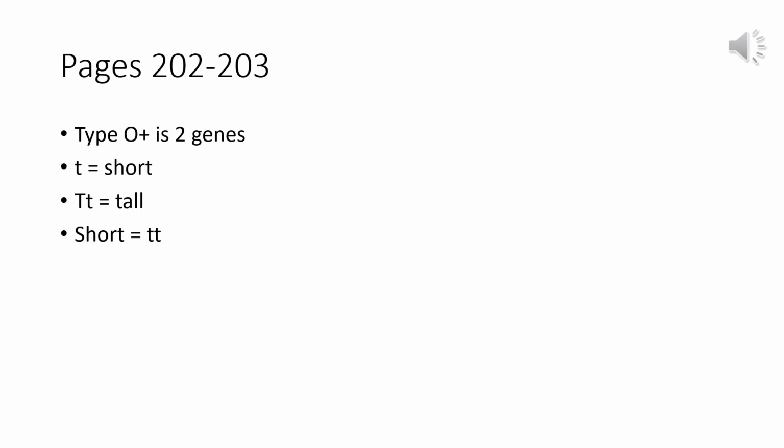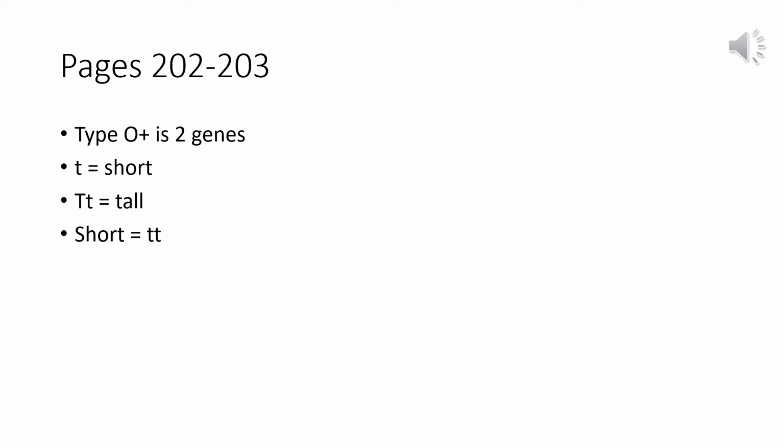Pages 202 and 203 had a few questions in them. For example, on page 202, they ask how many genes are responsible for type O positive blood. That would be two different genes. There's a gene for the type A, type B, type O, type AB, the basic blood type, and then there's a second gene that controls whether you're Rh positive or Rh negative. So it's actually two different genes.